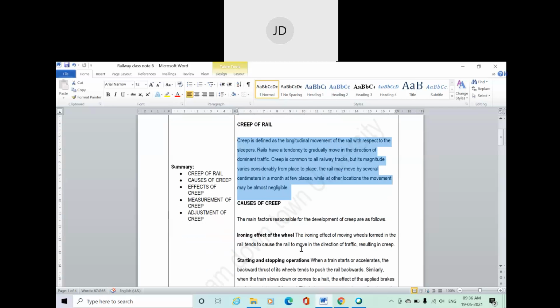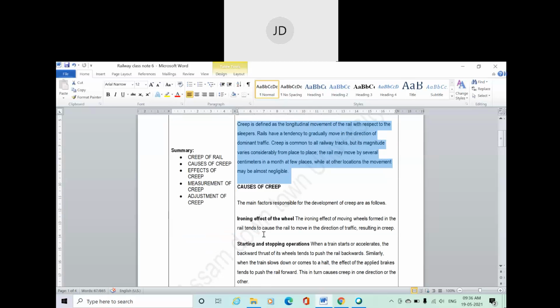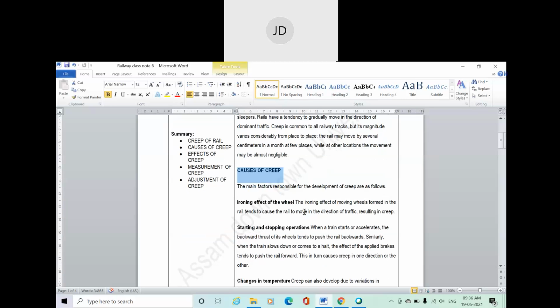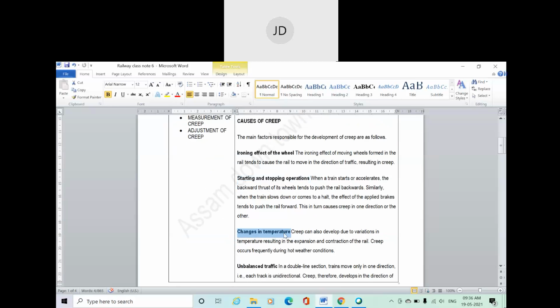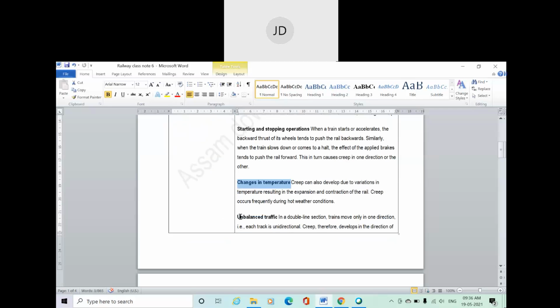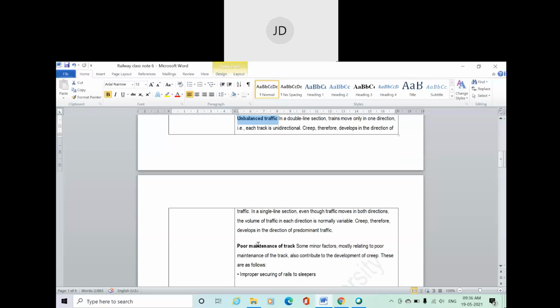Fine. So let's discuss the causes of creep. Okay. So the main factors responsible for the development of creep are as follows: ironing effect of wheels, starting and stopping operations, changes in temperature, unbalanced traffic, and poor maintenance of track.